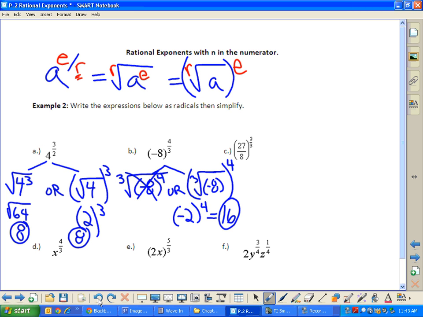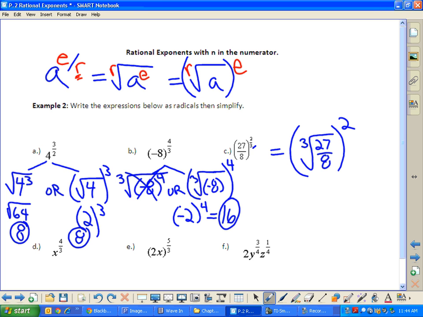Part C. We have 27 over 8 all raised to the 2/3 power. Again, it's a two-step algorithm, two-step method. You write it as a radical, and then you simplify. I noticed that 27 and 8, those are 2 of the 5 famous numbers you had to memorize as perfect cubes. So I'm actually going to use that second definition right away. I'm going to rewrite this as the cube root of 27 over 8 and raise all of that to the 2nd power.